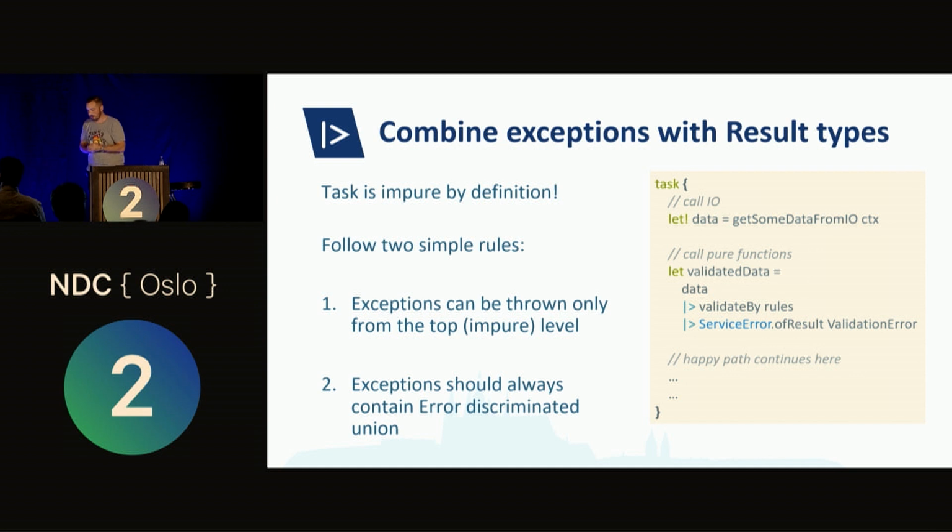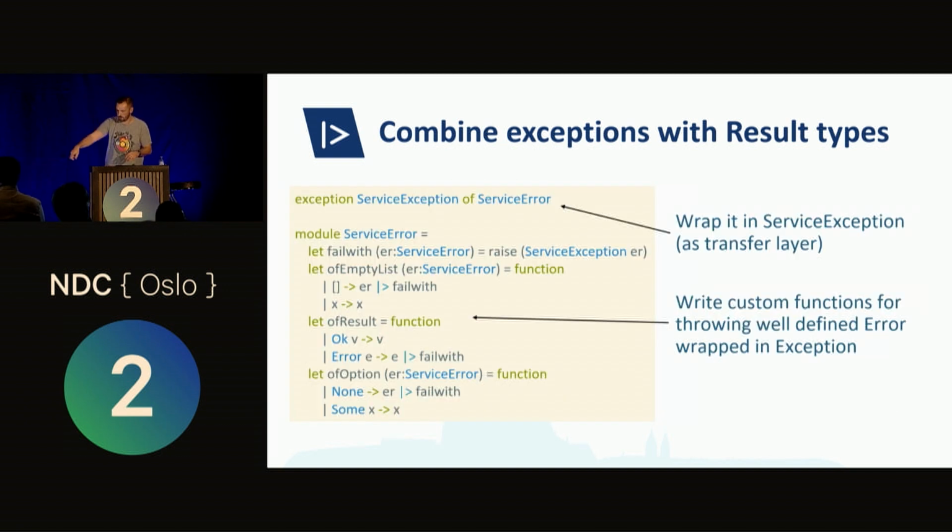But it's really beneficial for us. First of all, we can do it on the I/O layer, on the task, on the top layer, which is impure by definition. Otherwise, it makes no sense if you don't have an impure layer on the top. You can really follow simple rules. First one is that whenever you throw an exception, you do it using those custom functions I was showing you, like of empty list, of result, of option.